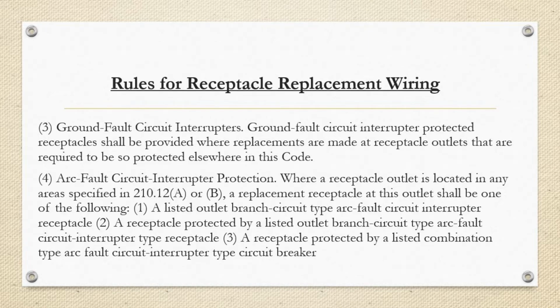4. Arc fault circuit interrupter protection. Where a receptacle outlet is located in any areas specified in 210.12(A) or (B), a replacement receptacle at this outlet shall be one of the following. 1. A listed outlet branch circuit type arc fault circuit interrupter receptacle. 2. A receptacle protected by a listed outlet branch circuit type arc fault circuit interrupter type receptacle. 3. A receptacle protected by a listed combination type arc fault circuit interrupter type circuit breaker.